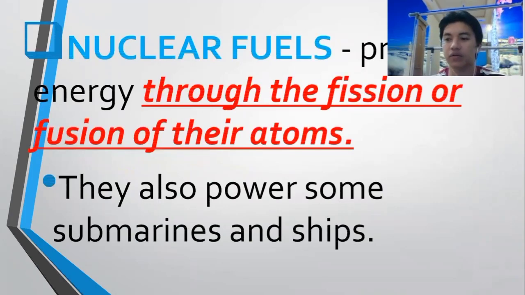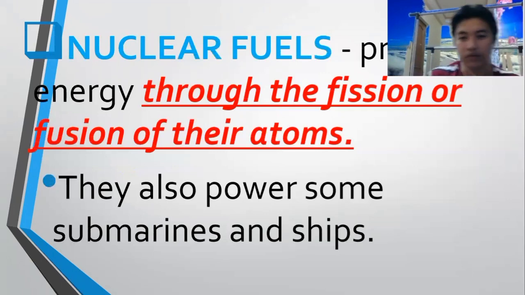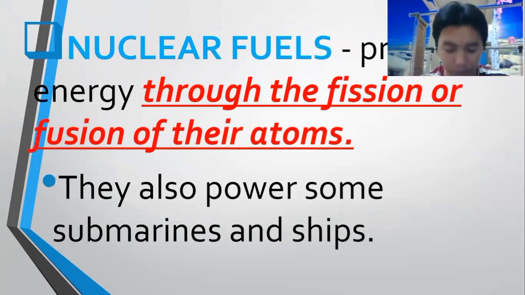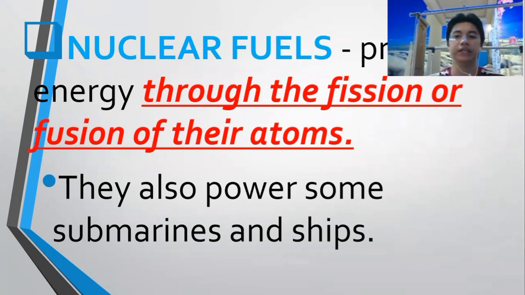Next is the nuclear fuels. They provide energy through the fission or fusion of atoms. We have already explained the distinction between fission and fusion. Fission can be controlled, thus it is appropriate to provide energy. It is applicable to generate power because it can be controlled, unlike fusion, which is not. So they also power some submarines and ships. Nuclear fuels are used mainly to generate electricity.